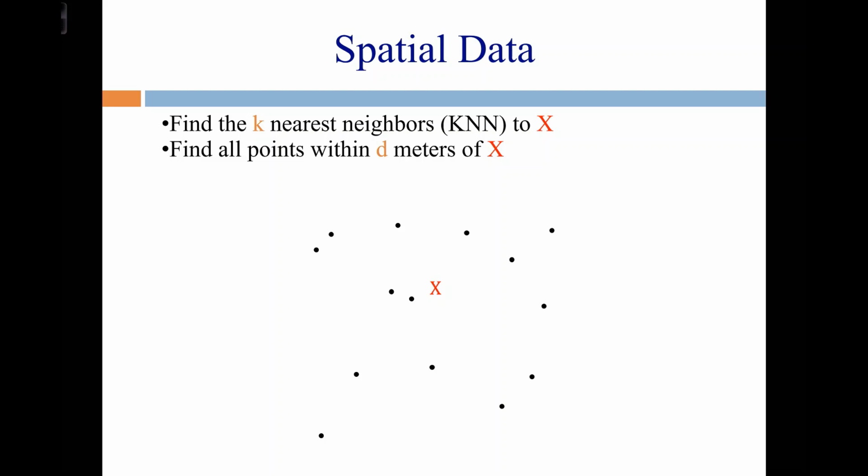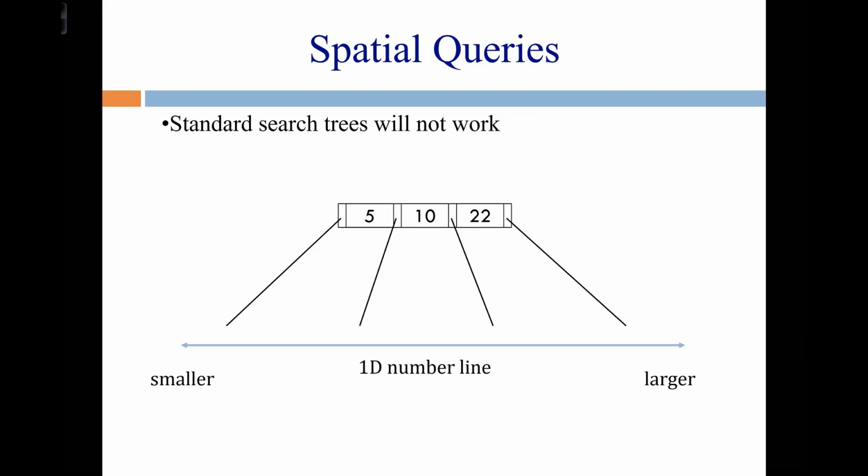Pretend there are 100 million points. How did I know that this was the closest point to X? We need some kind of data structure, but the point is that regular search trees are not going to work. A regular search tree is assuming a one-dimensional number line, essentially. Things to the left are less than, things to the right are greater than. That's how the search tree is built. So we have to have some one-dimensional definition of less than and greater than to build this tree.